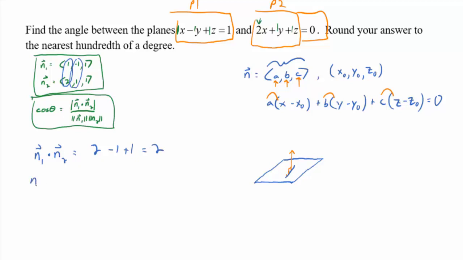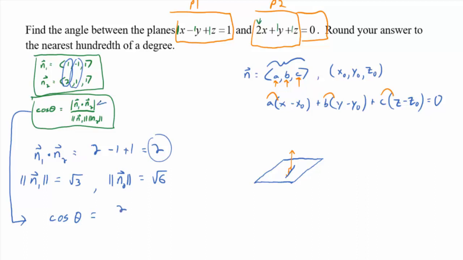Okay, what are the magnitudes? What's the magnitude of n1? Square root of 3. Square root of 1 squared plus negative 1 squared plus 1 squared. And the magnitude of n2 is the square root of 2 squared plus 1 squared plus 1 squared, which is root 6. Putting it all together in the formula, cosine of theta is equal to the absolute value of 2, which is just 2, divided by root 3 times root 6, root 18. If you like simplifying, that would be 3 rad 2. I don't think it really helps to simplify it because you're asked to find an approximation anyway.